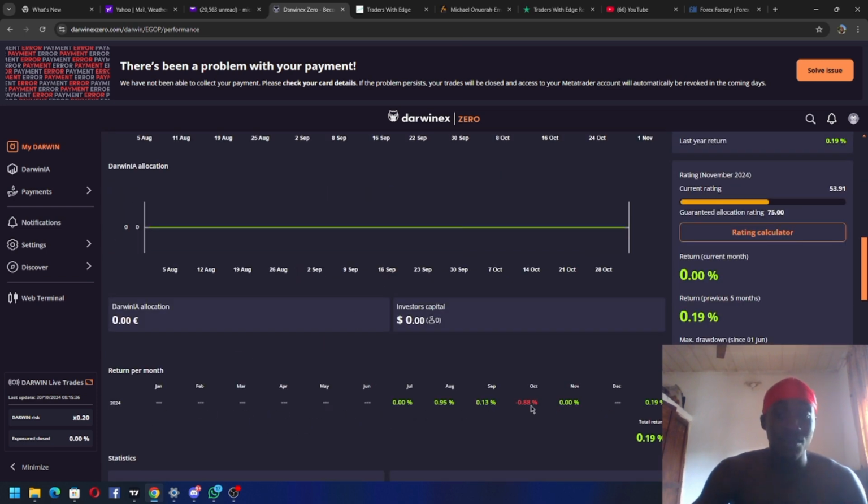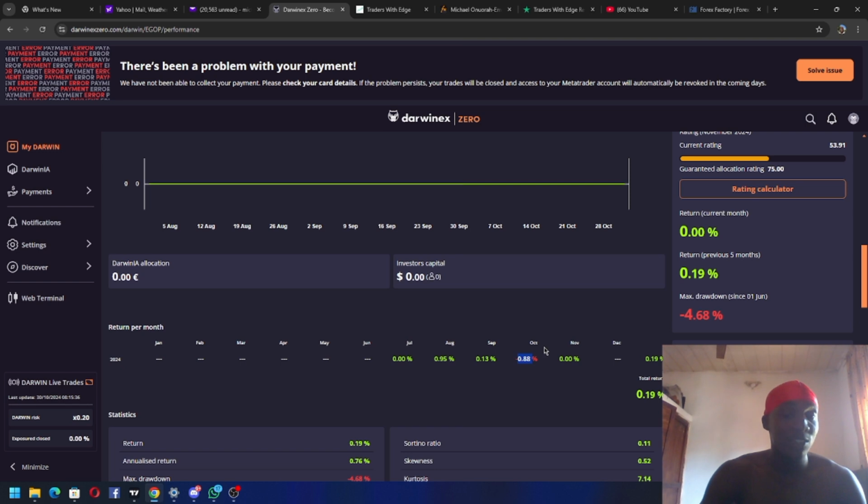On my Darwinex, I was down 0.88% for the month, but this was not what you saw. I showed that I was down 5% on my trading account, but that was my signal account. In my Darwinex, there's what they call the downwind multiplier. It scales down your positions so that everybody can trade under a VaR of around 6%. So this is my loss for the month.